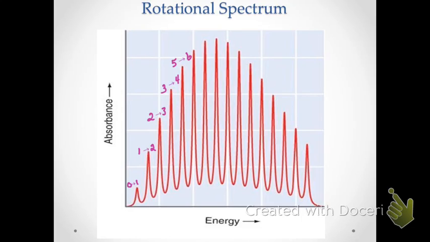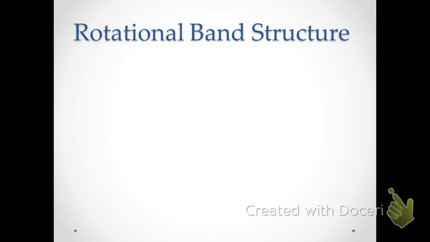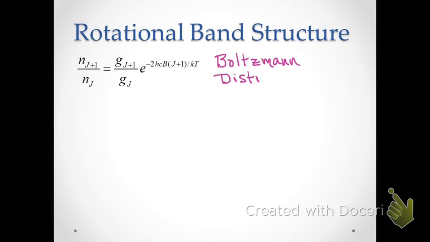What's interesting to note is this envelope of spectral lines, where the maximum occurs at the transition, in this case, from level 8 to level 9. The question is, why does the maximum intensity transition occur at that particular level? To answer that question, we have to look at the Boltzmann distribution that we discussed earlier.